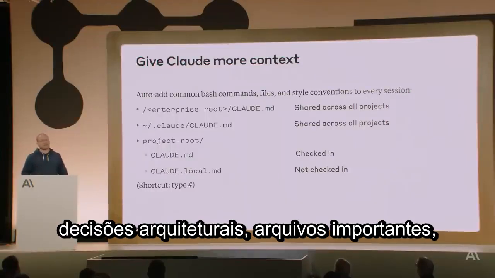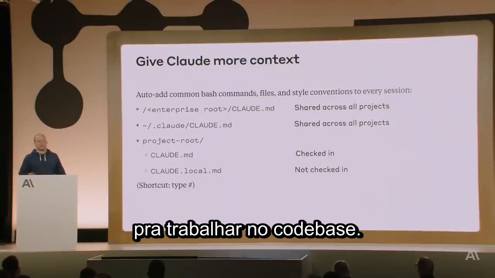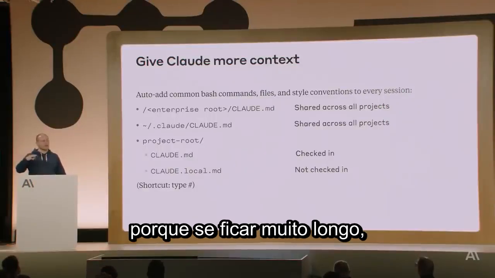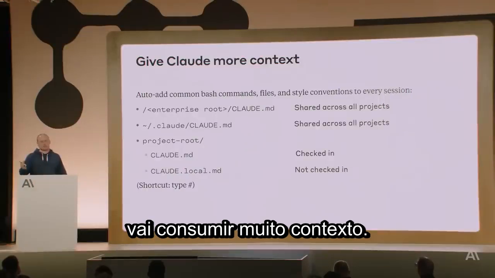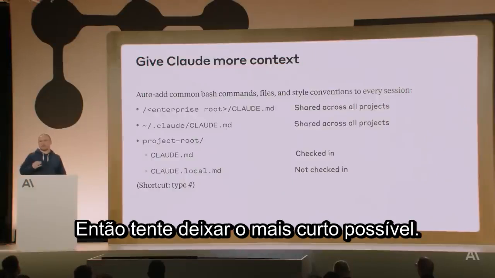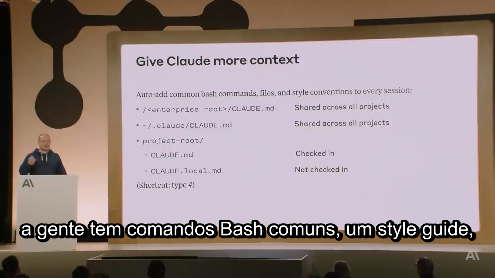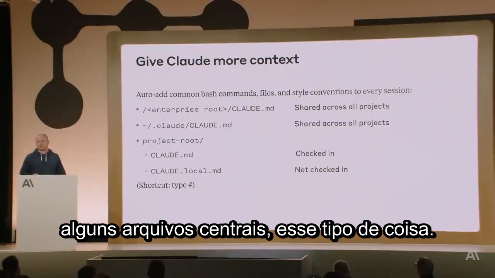The kinds of things you put in Claude.md are common bash commands, common MCP tools, architectural decisions, important files, anything that you would typically need to know in order to work in this code base. Try to keep it pretty short, because if it gets too long, it's just going to use up a bunch of context, and it's usually not that useful. So just try to keep it as short as you can. For example, in our code base, we have common bash commands, a style guide, a few core files, things like that.